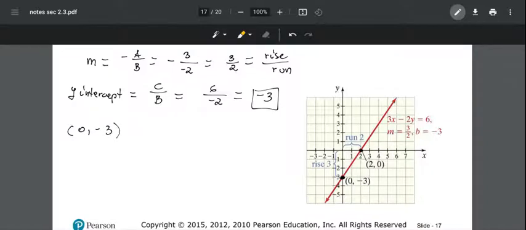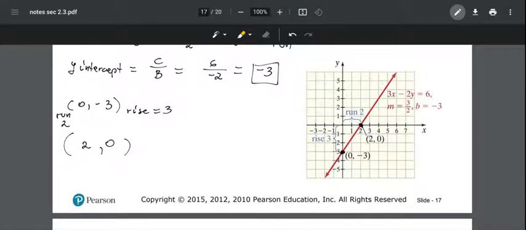Rise is 3. Run is 2. So 0 plus 2 is 2. -3 plus 3 will give us 0. That's how they got the point 2, 0. And we can do it again. Rise is 3, so 0 plus 3, we're getting 3. Run is 2, so 2 plus 2, we're getting 4. So this is the point 4, 3.